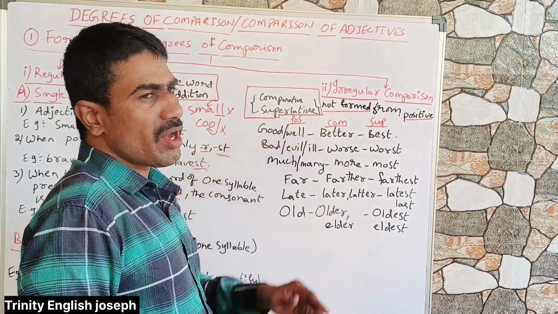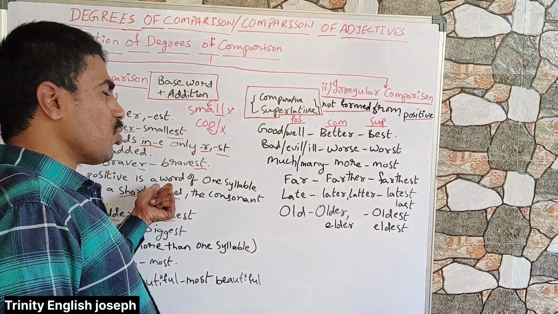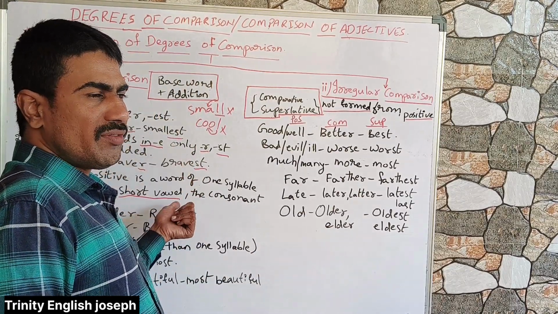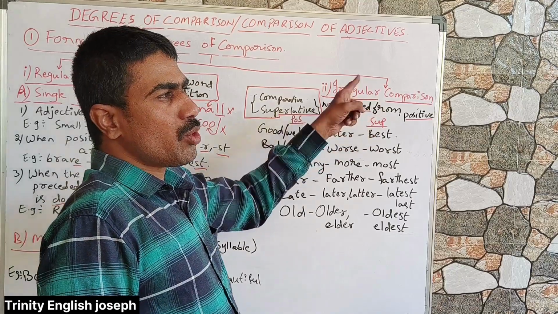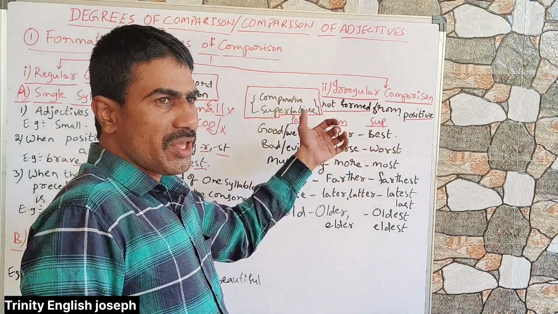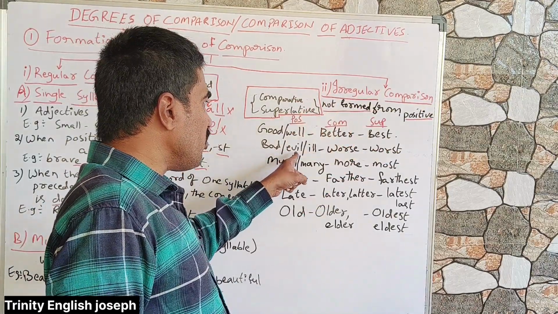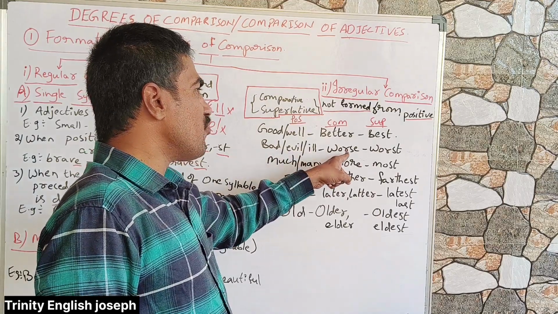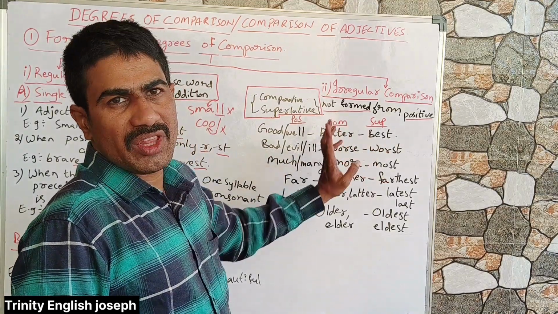So they are not formed from the positive. If you see here, it is already formed from the positive, whereas this is not formed from the positive; they are different or away from the positive. Bad or evil or ill have worse and worst as the comparative and the superlative.